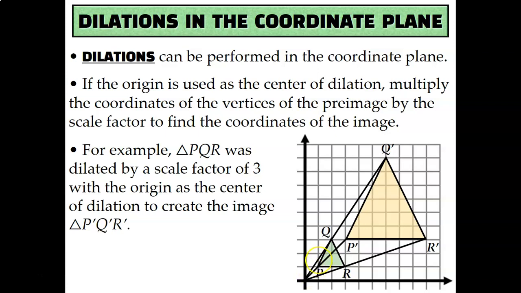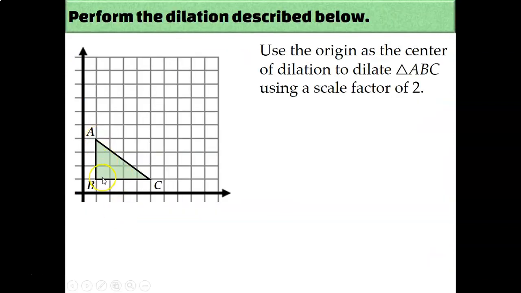You just multiply each of the pre-image coordinates by the scale factor, and then graph each of those points. Let's take a look. Here we have triangle ABC, and we're supposed to dilate it using a scale factor of 2. The first thing you need in order to perform a dilation in the coordinate plane are the coordinates of each of your pre-image points.